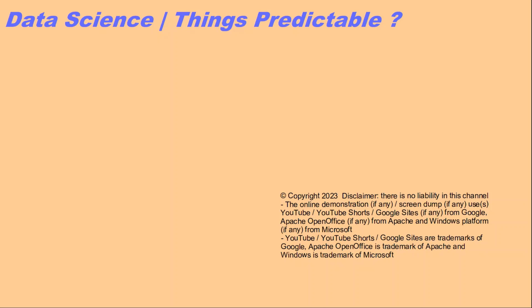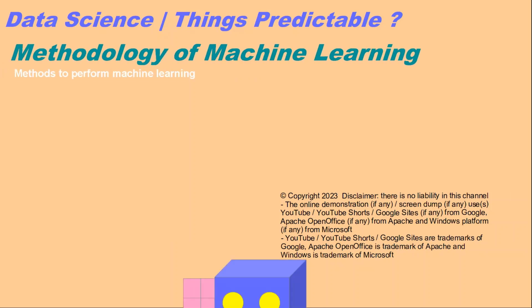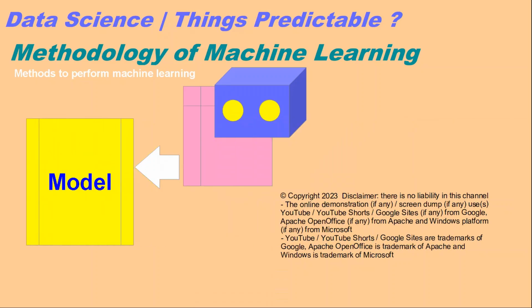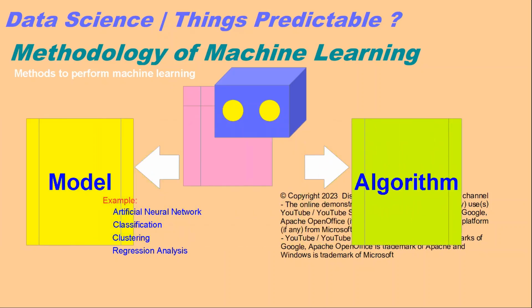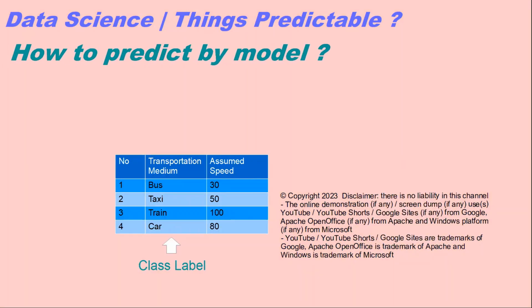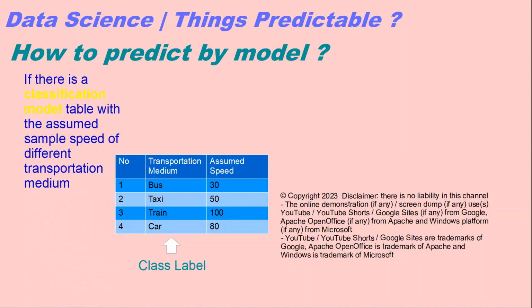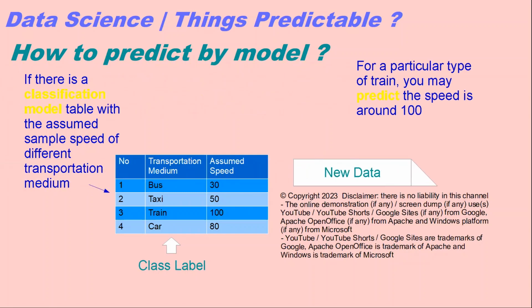Methodology of machine learning. It can be by model such as artificial neural network, classification, clustering and regression analysis. It can be by algorithm. Example of reinforcement learning algorithms is Q-learning. How to predict by model. If there is a classification model table with the assumed sample speed of different transportation medium. For a particular type of train, you may predict the speed is around 100.